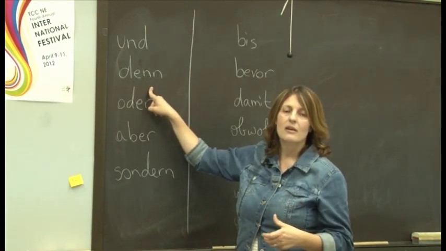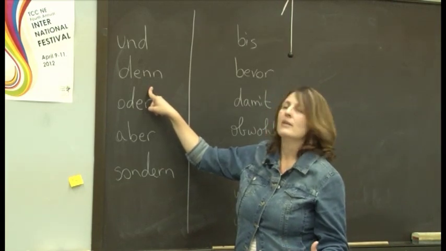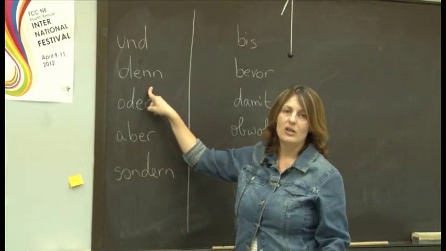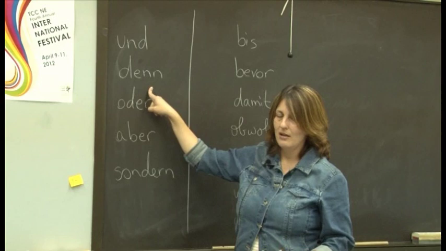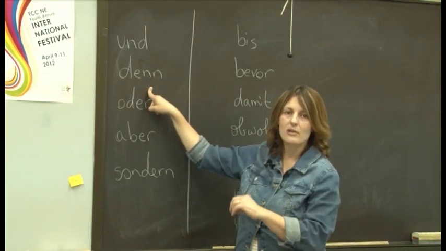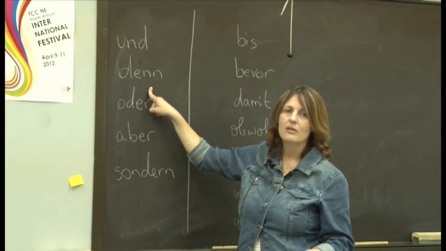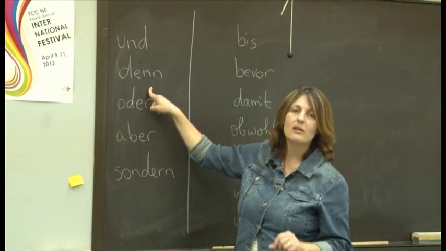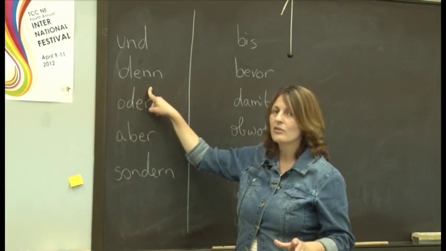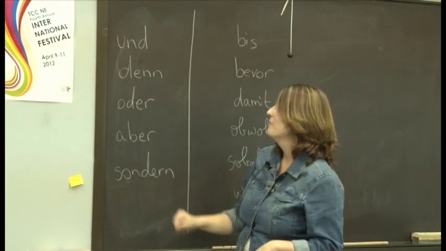Ich koche, denn heute kommen meine Freunde zum Abendessen. Ja? I'm cooking because today my friends are coming for dinner. Nothing changed in that sentence because of denn. Kommen was second after heute. I could also say ich koche, denn meine Freunde kommen heute zum Abendessen. Kommen is second, either after heute or after meine Freunde, doesn't matter. Denn did not change that, no?